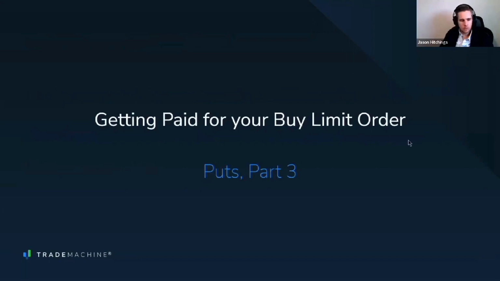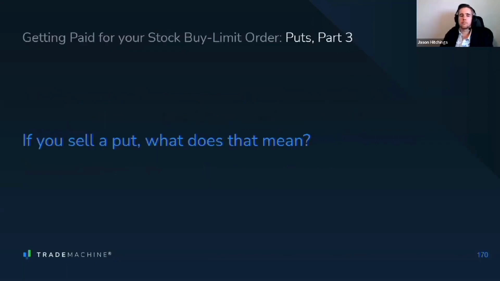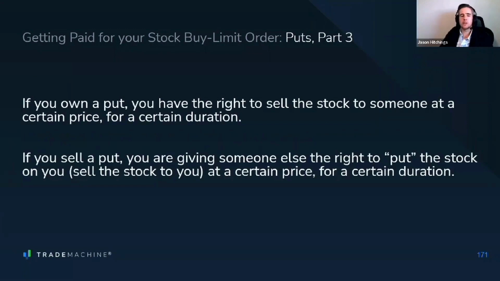Okay, let's look at one final scenario in today's class. And that's a way to use a put to do something very similar to a buy limit on stock. So let's look at what selling a put means. If you buy a put, you have the right to sell stock to someone at a certain amount for a certain amount of time. When you sell a put, that gets reversed. You're giving someone else the right to put their stock on you at a certain price for a certain amount of time. So you're obligating yourself to buy it from someone if they tell you to buy it, at the price you've agreed on.